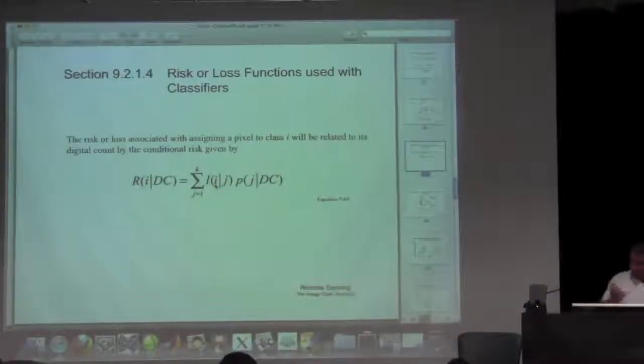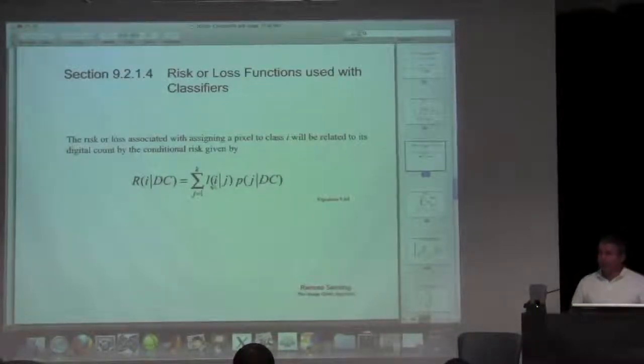So you can assign these in many ways. They could be fractional values between 0 and 1, where 1 would say that the loss of saying it's I when it really was J is really big. You can assign that loss function a value close to 1. And when the loss is very small, if I assign a pixel to class I, given that it's really in class J, I can assign a loss value of 0.